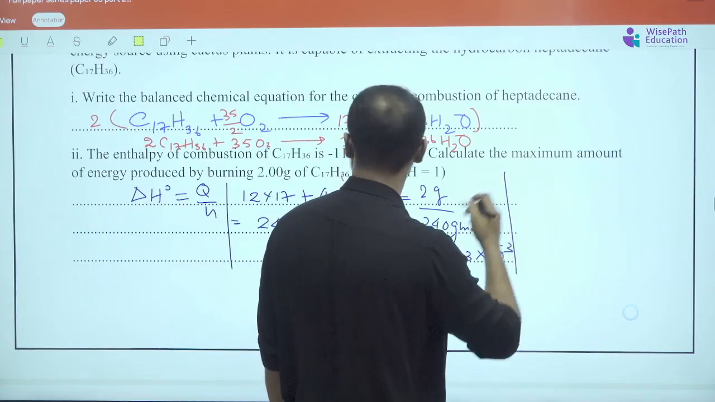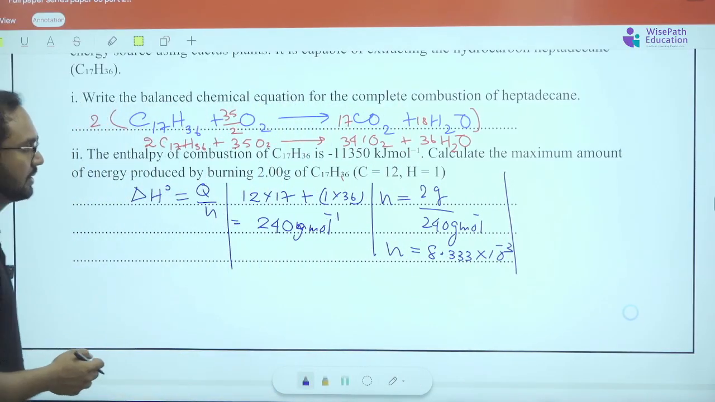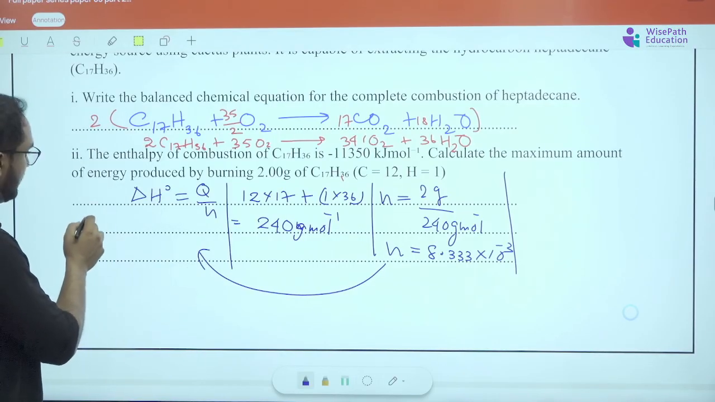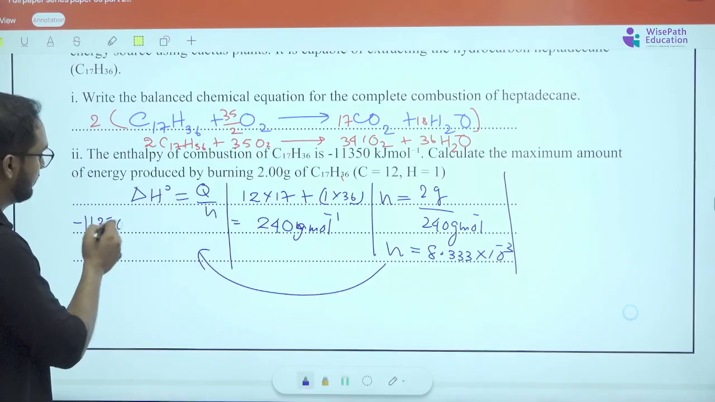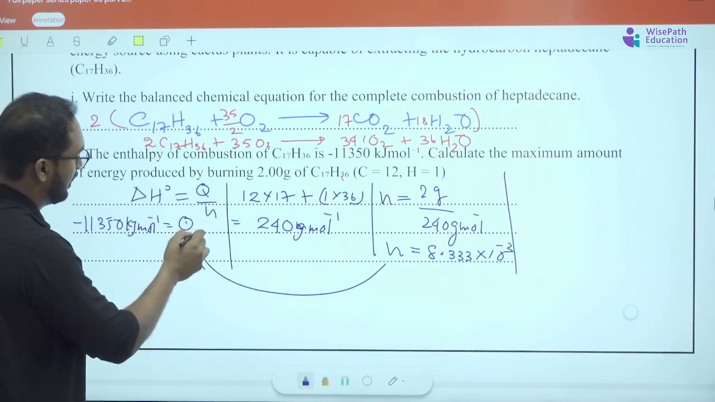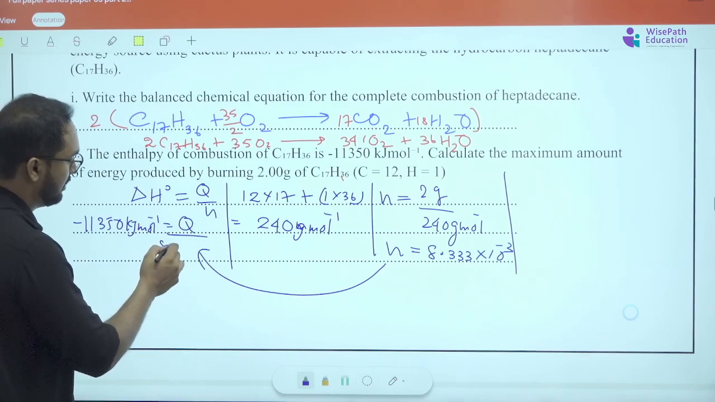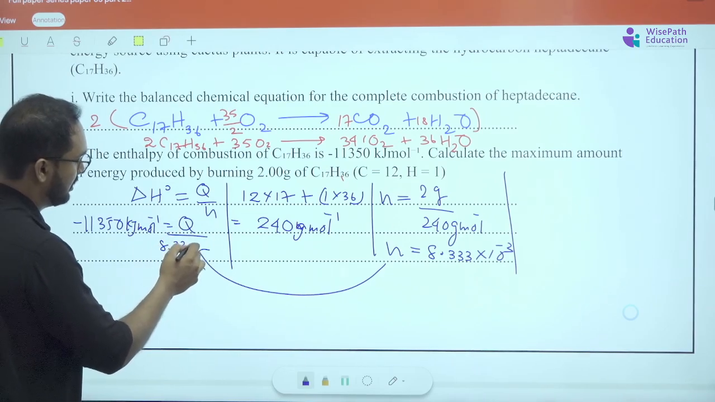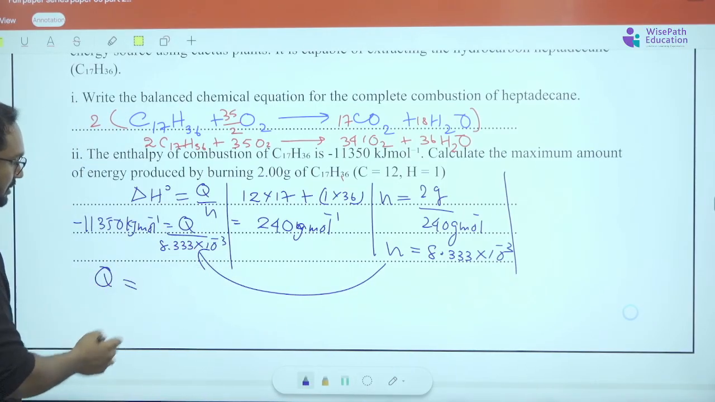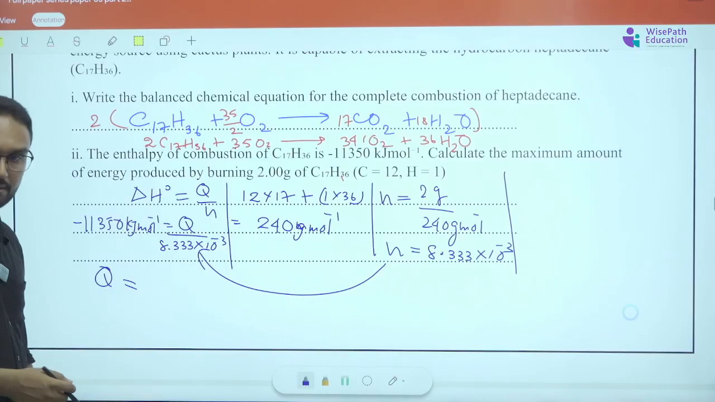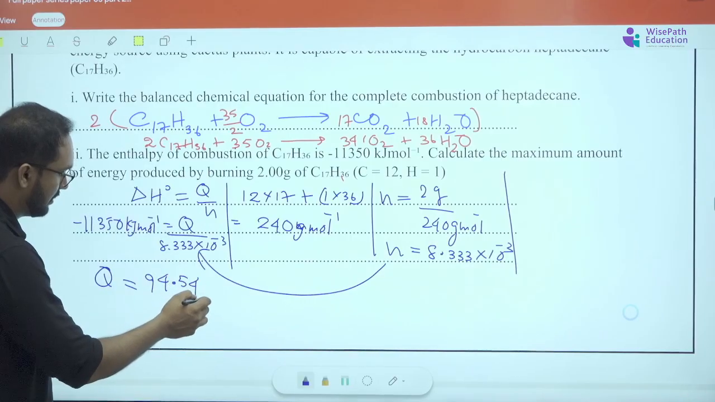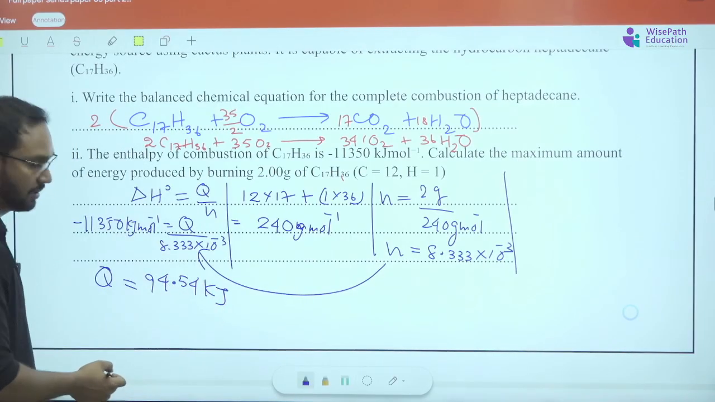So you apply it to delta H naught equals Q over n. Delta H naught is minus 11,350 kilojoules per mole. You have to find the energy release. Number of moles is 8.333 times 10 to the power minus 3. Cross multiply it. That is equal to what? Q equals 90.54 kilojoules.